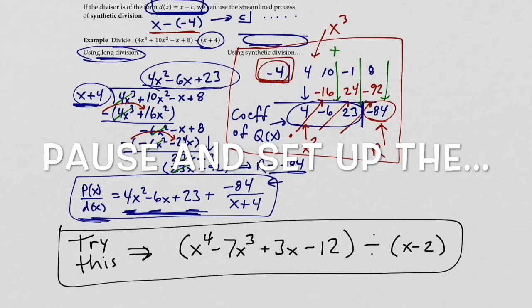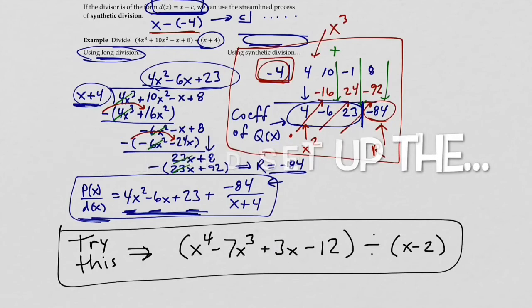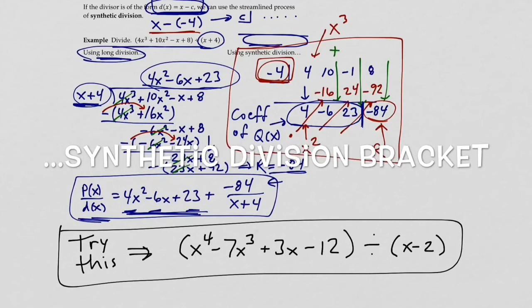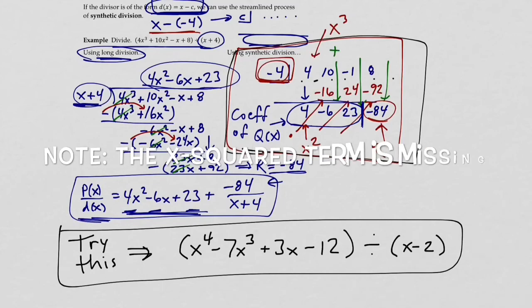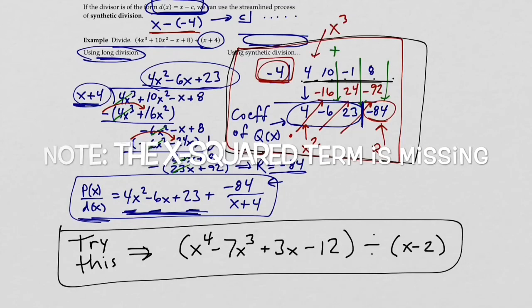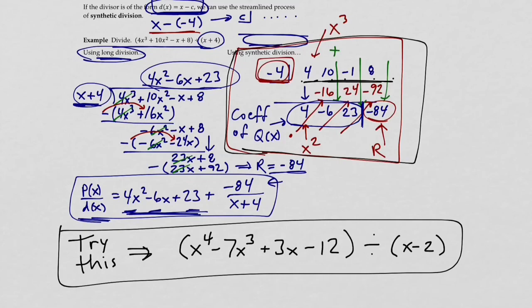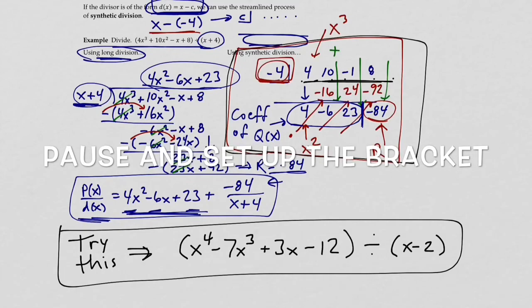I encourage you to pause the video for a moment and try that. Try to set up the bracket the way we did here. One thing to keep in mind is that when you write out the coefficients, you want to include every possible degree, starting from the highest degree down to a constant term. In just a moment, I'll show what the bracket should look like, but take a moment and try to think through it on your own first.